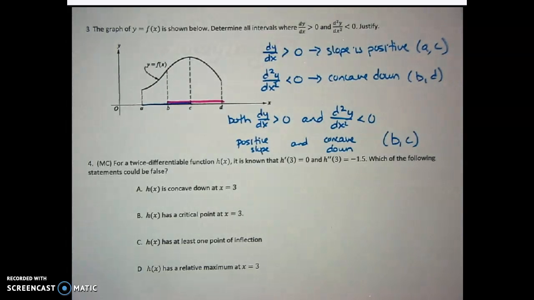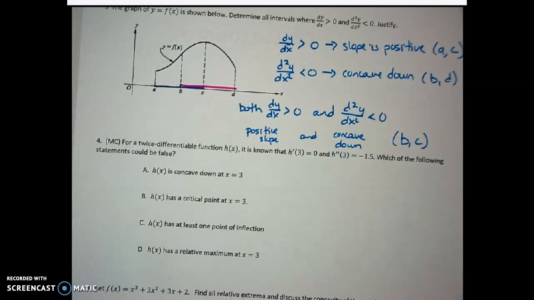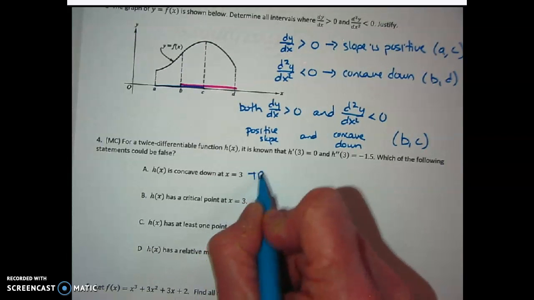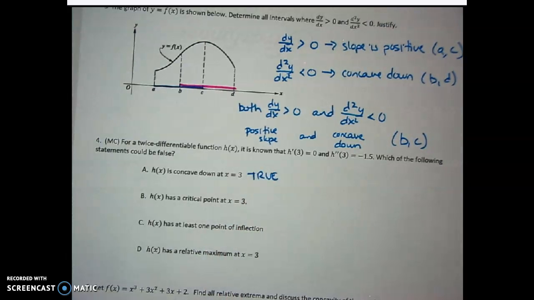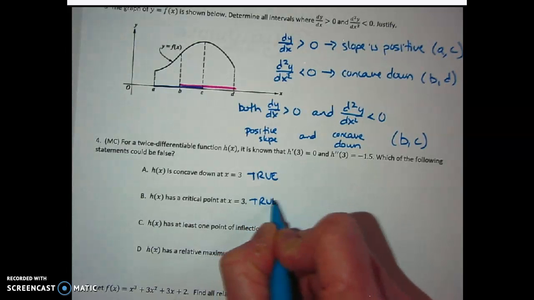Next, multiple choice. For the twice differentiable function, it is known that the first derivative is equal to 0 at 3. The second derivative at 3 is -1.5. Which of the following could be false? It's concave down. Well, the second derivative is negative, so this is true. It has a critical point at x equals 3. Well, the first derivative is 0, so this is true.